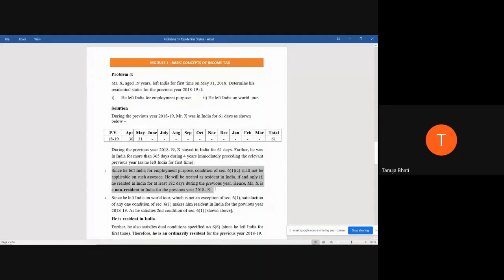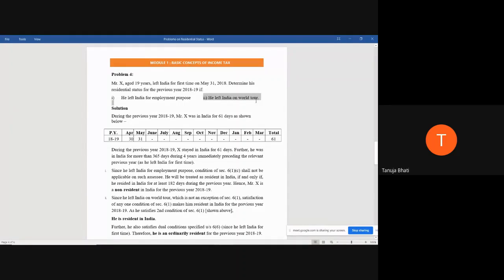So we'll just see the solution for the first part. Since he left India for employment purpose, conditions of section 6 subsection 1 clause C will not be applicable on such a person. He will be treated as resident in India if and only if he resides in India for at least 182 days during the previous year. Hence, Mr. X is a non-resident in India for the previous year 18-19 because he resided only for a period of 61 days. Is that clear?